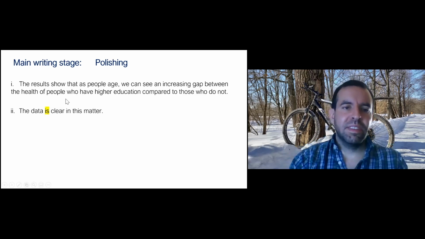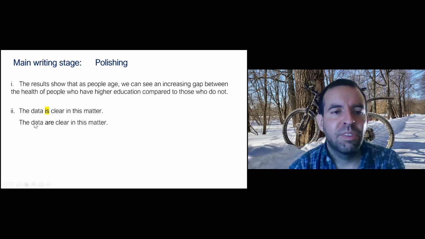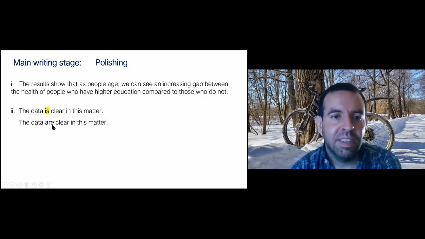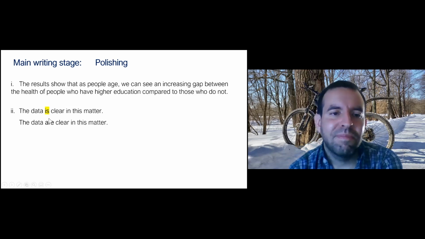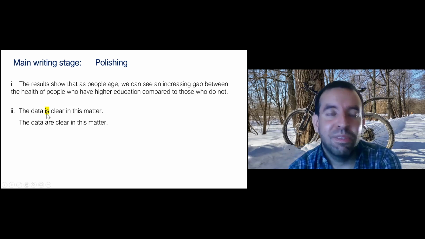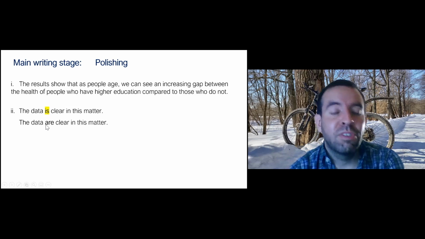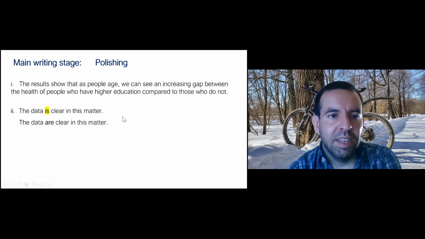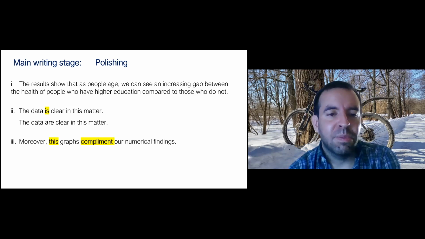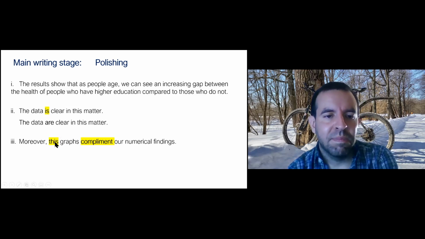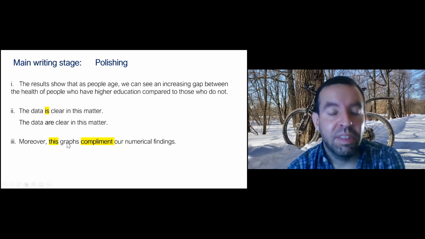Then in the second sentence, technically speaking, data is a plural word, so we should say data are. However, in many cases you will see that the data is, and I don't think that today anyone will chop off your head for saying the data is, but technically speaking, data is a plural word, so we should use data are. And in the third sentence, there were 2 things. First, this is the singular use with graphs, which is a plural word.